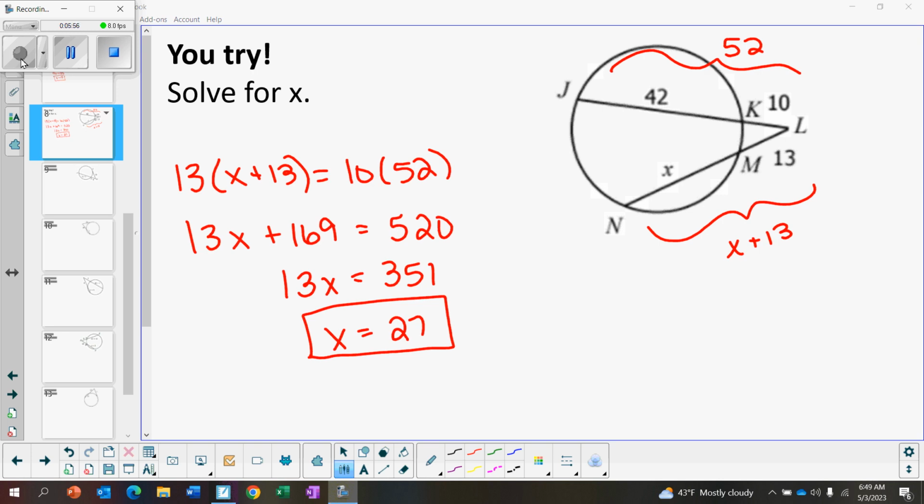All right, so the part that was outside was 13. The whole segment was x plus 13. The part that was outside was 10. The whole segment was 52. So we end up with 13x plus 169 equals 520, and we get x is 27.